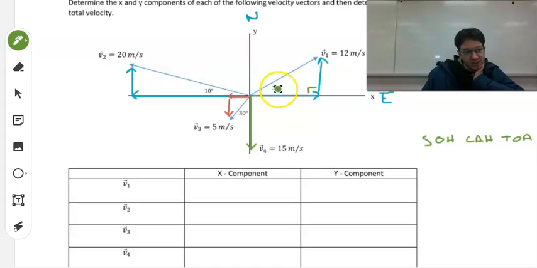So if we look at cosine, cosine equals adjacent over hypotenuse. So that's going to help us solve for that adjacent horizontal component. So the cos of 35 equals adjacent, which I'm just going to write as V1x, divided by our hypotenuse, which is 12.